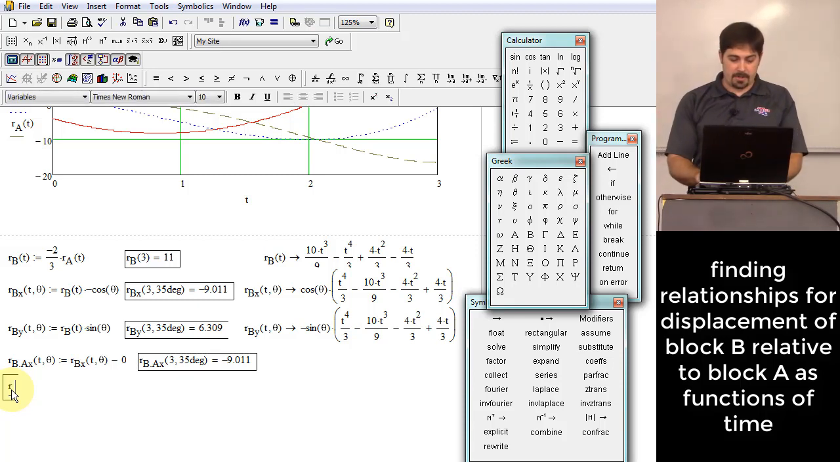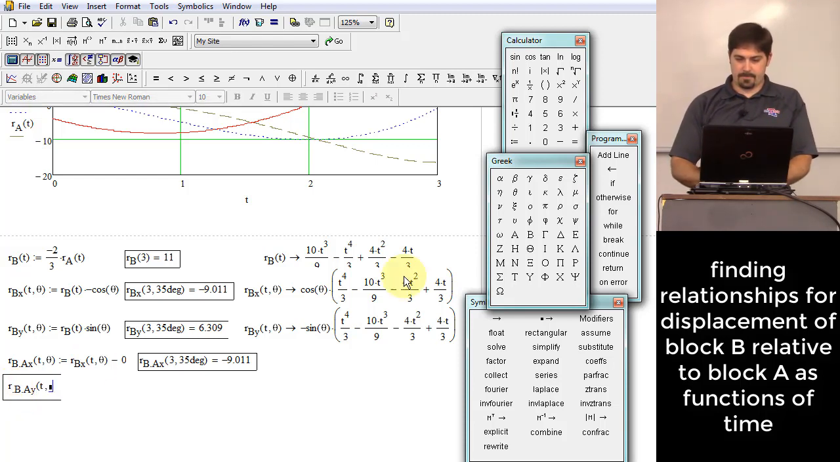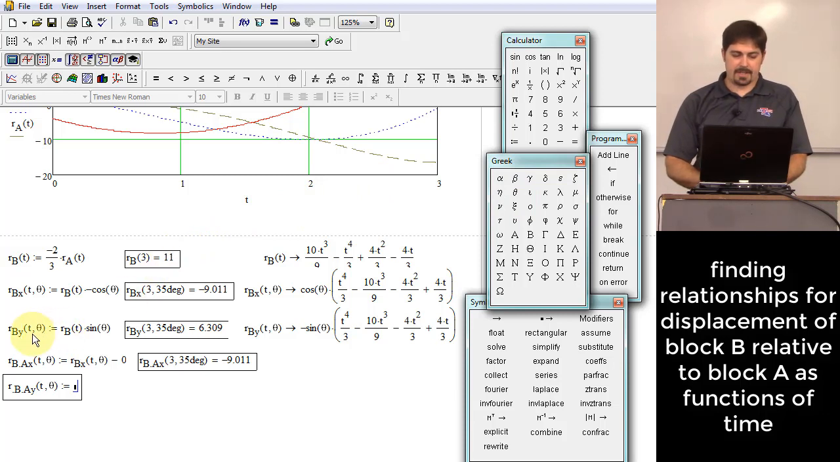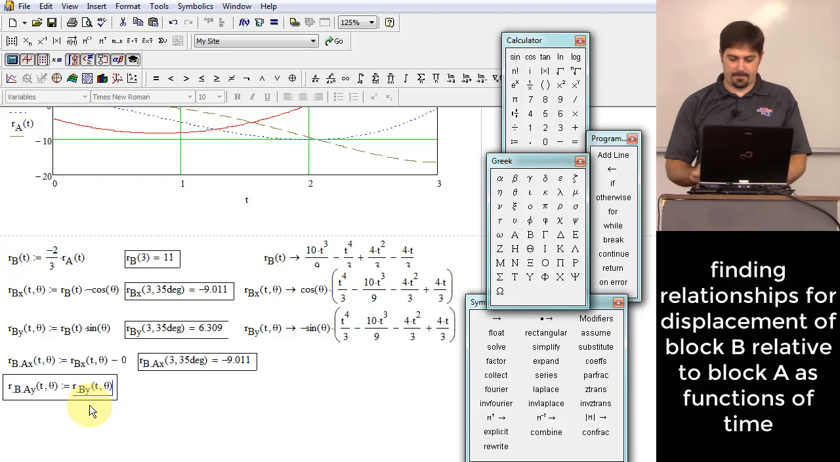In the y direction, though, we have a different situation. What do you think I have in my y direction? For B relative to A, I'll look at my displacement of B and subtract my displacement of A.